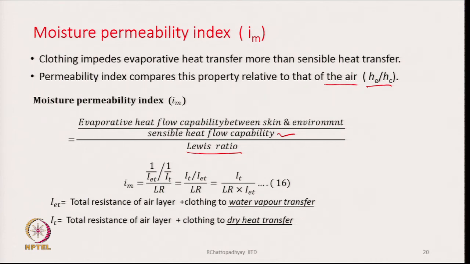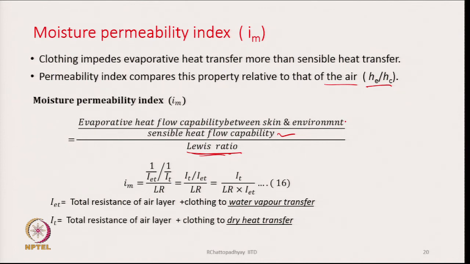We have seen earlier what Lewis ratio is. Lewis ratio is H E by H C, where H E is the evaporative heat transfer coefficient and H C is the convective heat transfer coefficient. The ratio of these two is called Lewis ratio, and here it is just for the air.